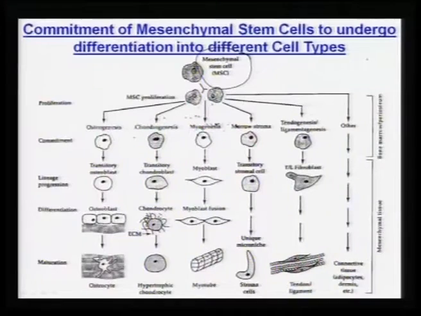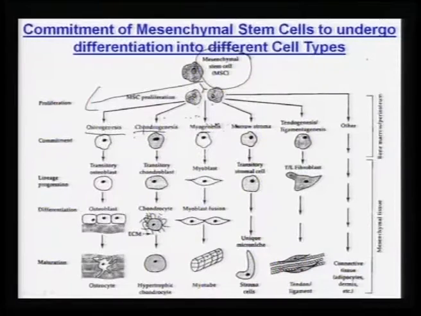Now, if you see the stem cells here, the primary cells, they go to proliferation. After proliferation, you can have osteogenesis, you can have chondrogenesis. Osteogenesis means it is forming the bone cells. Chondrogenesis means it forms the chondrocytes, or cartilage tissue cells.